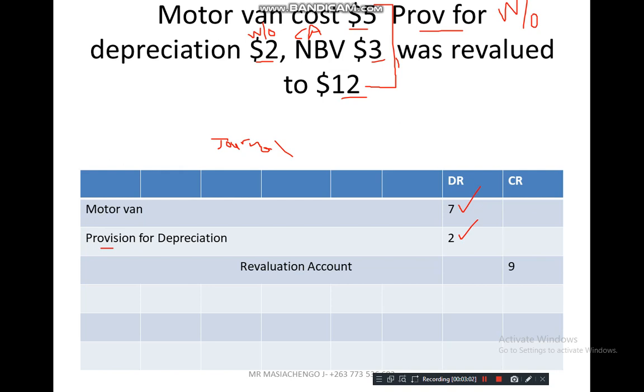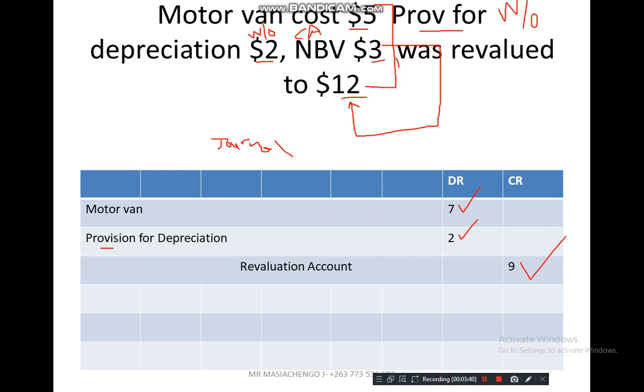When you want to determine the amount to be shown in the revaluation account, you compare the net book value or the carrying amount of the asset against the new value of the asset. So we are going to compare 3 and 12. This was an increase in revaluation, and revaluation is a credit balance, so we credit the revaluation account with the difference between 3 and 12, which gives us 9. So this is how we go about it.